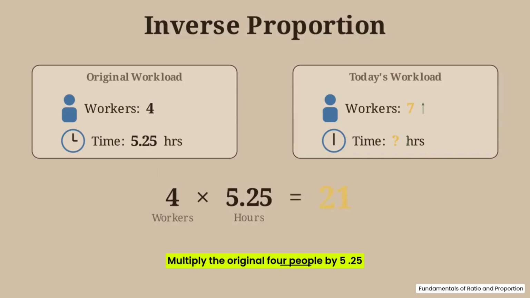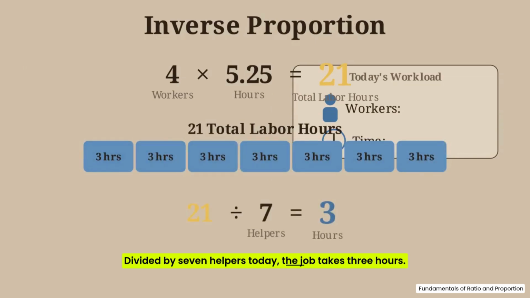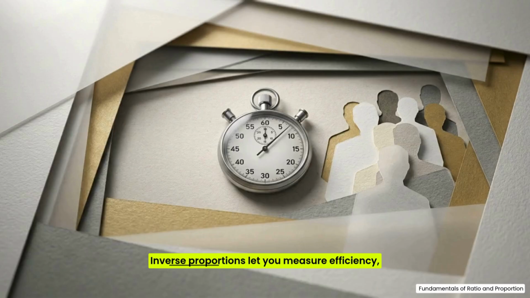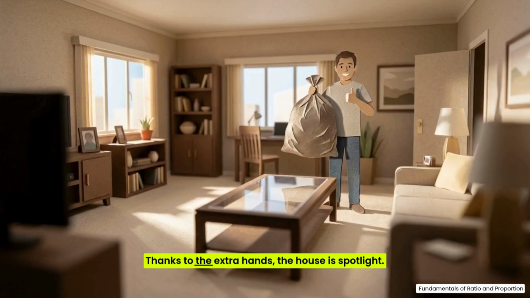Multiply the original 4 people by 5.25 hours to get 21 total labor hours. Divided by 7 helpers today, the job takes 3 hours. Inverse proportions let you measure efficiency, proving exactly how much time you save when a workload is shared. Thanks to the extra hands, the house is spotless, and you finished right on schedule.